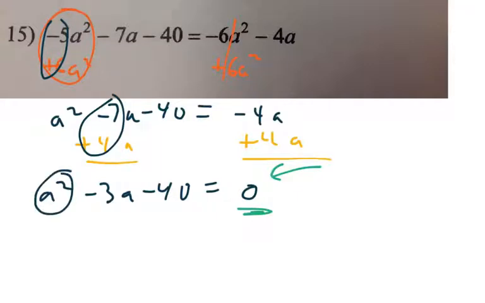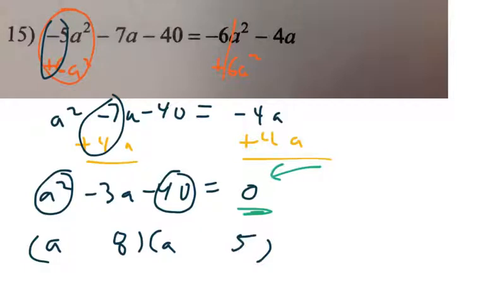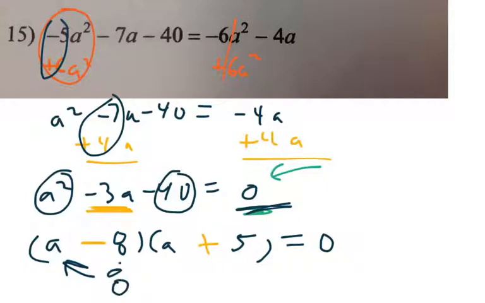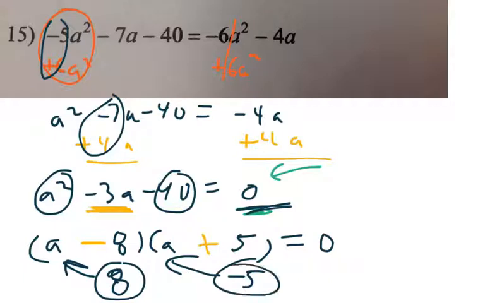Let's factor a squared. That's a times a. Let's factor the 40. Isn't 40 8 times 5? And how do I get a negative 3? Couldn't I do negative 8 plus 5 to get the negative 3? And if that equals 0, which it does, I know right here 8 minus 8 is 0. And right here, negative 5 plus 5 is 0.